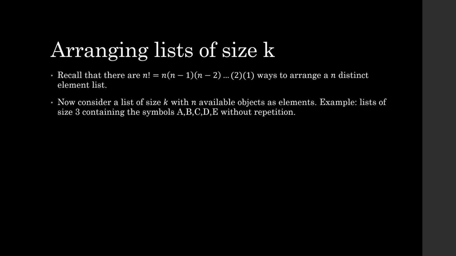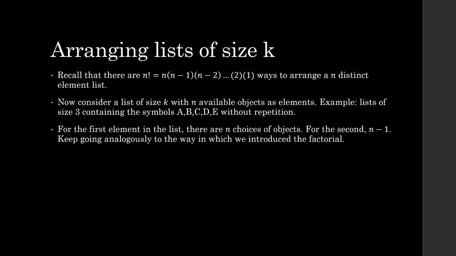So, instead of n choices for the first element and then n minus 1 choices for the second one, and so on, we'll start with n and then n minus 1 and then n minus 2 and all that. So for example, a list of size 3 that contains the symbols a, b, c, d, e without repetition. Such a list could be ABC, but another list could be ADE or CDE, and they don't all necessarily share all their elements, unlike with the factorial application.